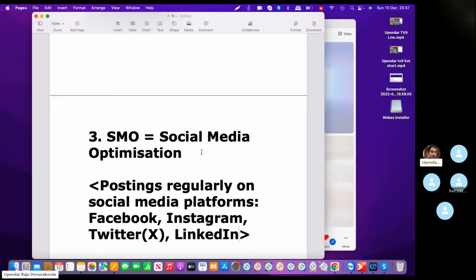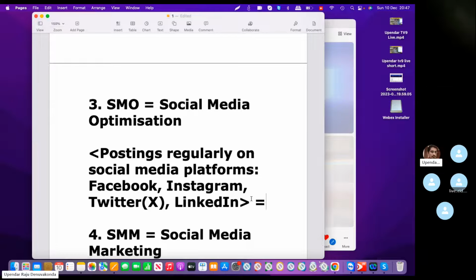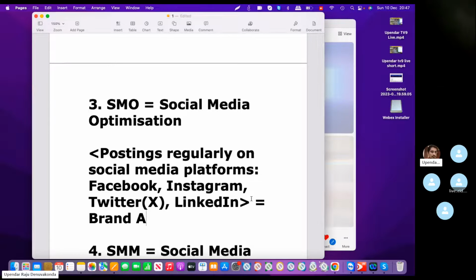Facebook has more than 40 to 45 crores user base, Instagram has more than 15 to 20 crores, Twitter has more than 2 to 3 crores, and LinkedIn has more than 1 crore user base. Because these platforms have a very huge user base, we are posting on them to reach those people, so that we can create some brand awareness.